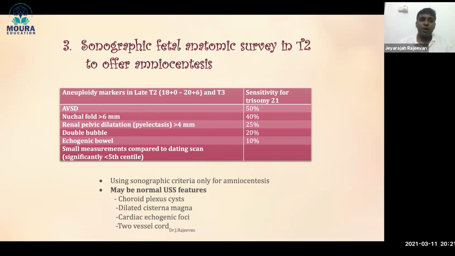If it is atrioventricular septal defect, AVSD, during the anomaly scan, that is a 50% detection rate of Down syndrome. Nuchal fold more than 6 millimeter, 40%. Renal pelvic dilatation more than 4 millimeter, 25%. Double bowel appearance, 20%. Echogenic bowel, 10%. So these soft markers in the ultrasound scan will help you to detect Down syndrome. Do you understand?